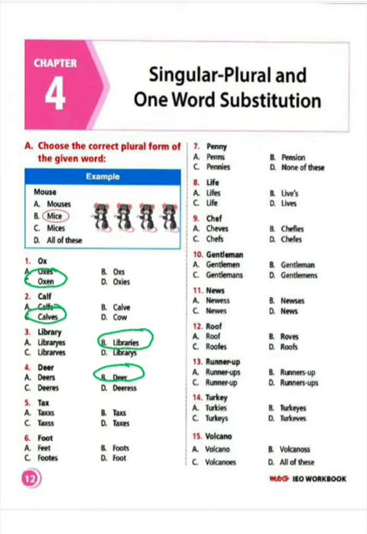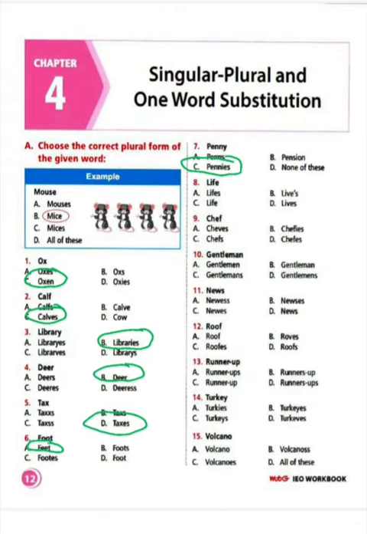Next is number 5, tax will be number D, taxes. Number 6, foot will be number A, feet. Number 7, penny will be number C, pennies. Whenever the word ends with Y, for making it plural, we just remove the Y and we place IES in place of that. Like we replace Y with IES.